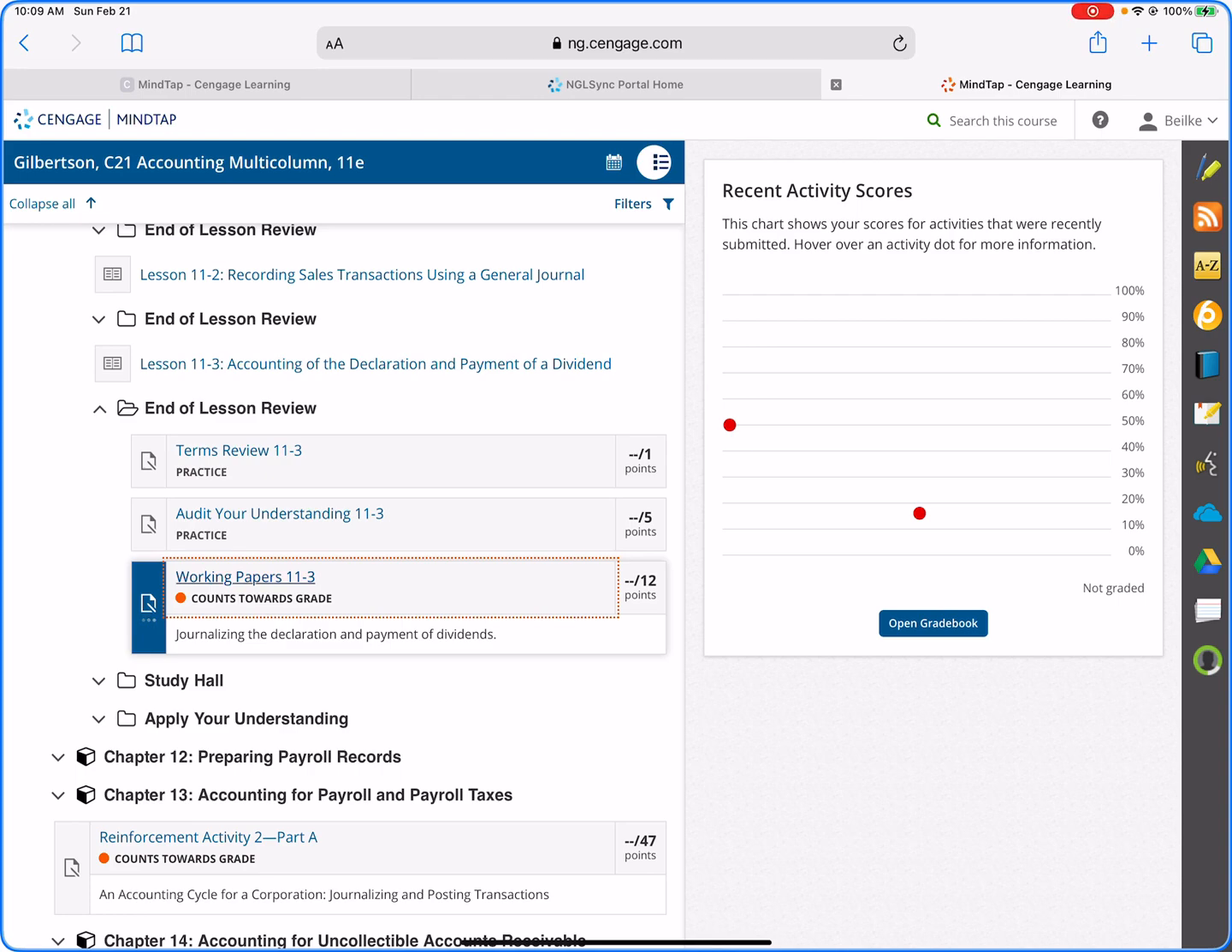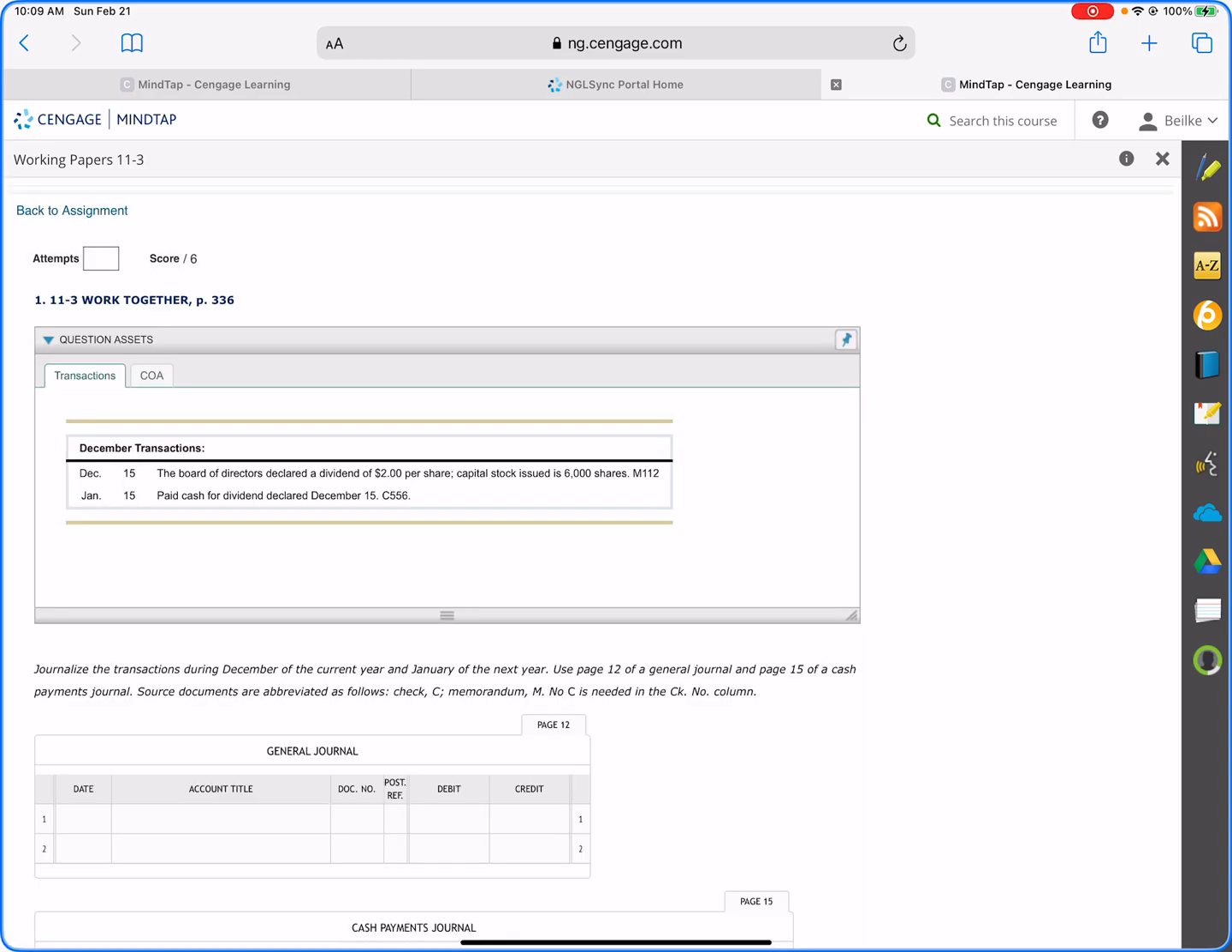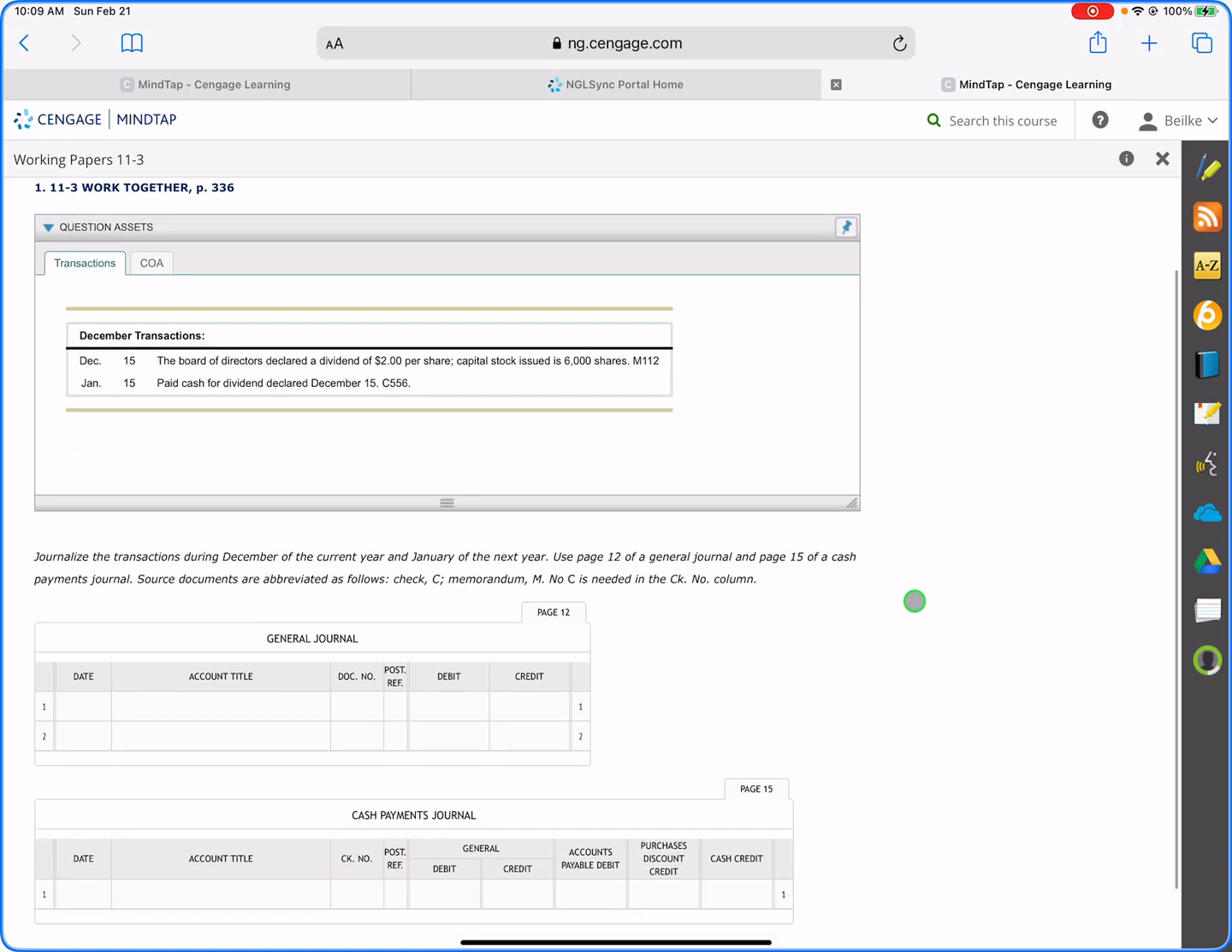Okay, so let's open up Work Together 11-3. And there's two transactions that deal with declaring dividends and paying cash. And you'll notice that they are two different months because remember, we declare dividends one month and then we pay them the next, once the board of directors decide what they want to do.